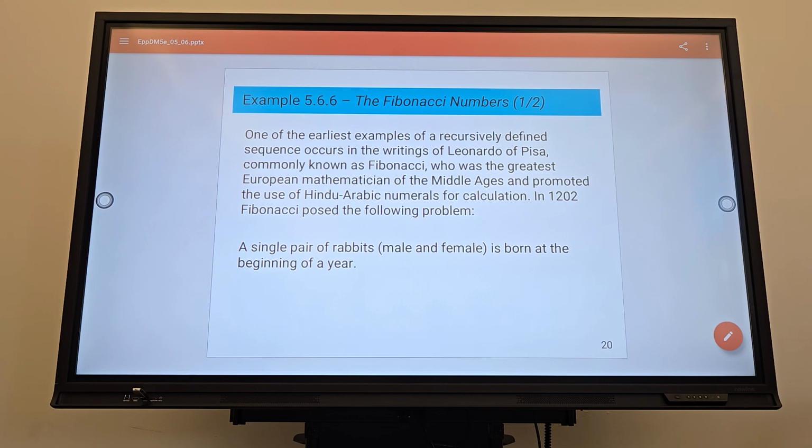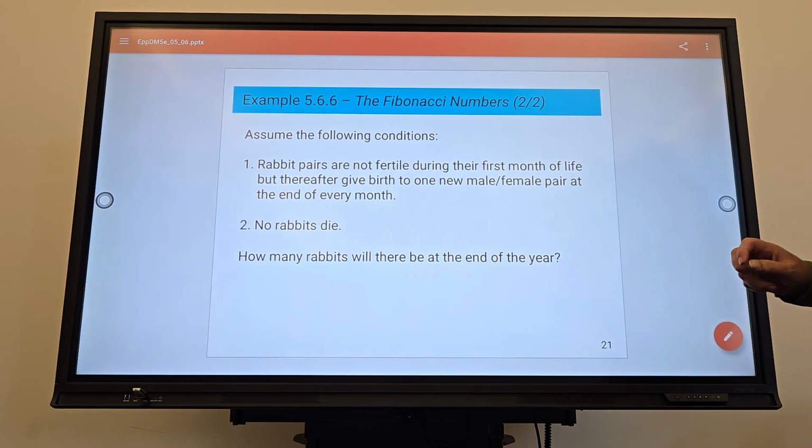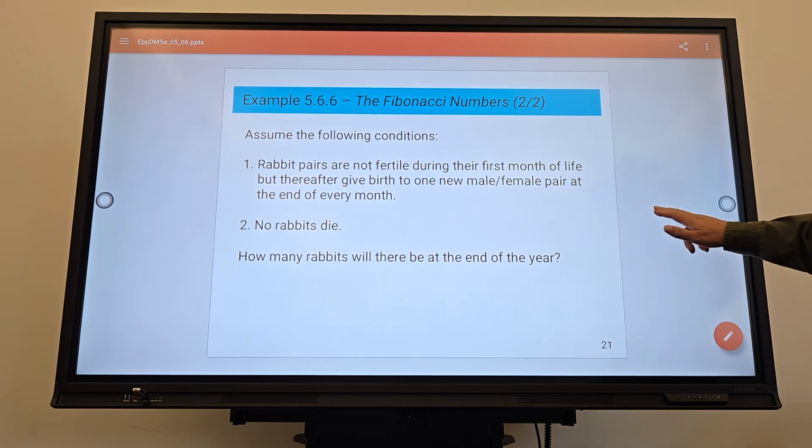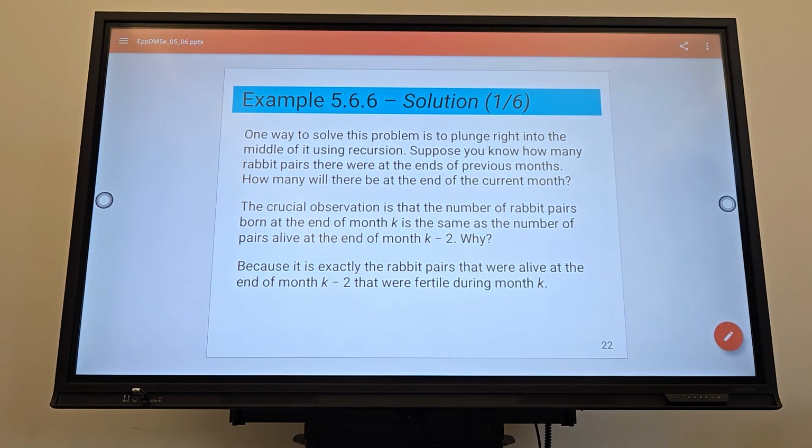A single pair of rabbits, male and female, is born at the beginning of the year. Assume the following conditions. Rabbit pairs are not fertile during their first month of life, but thereafter give birth to one new male-female pair at the end of every month, and no rabbits die. How many rabbits will there be at the end of the year? One way to solve this problem is to plunge right into the middle of it using recursion. Suppose you know how many rabbit pairs there were at the end of the previous months. How many will there be at the end of the current month?